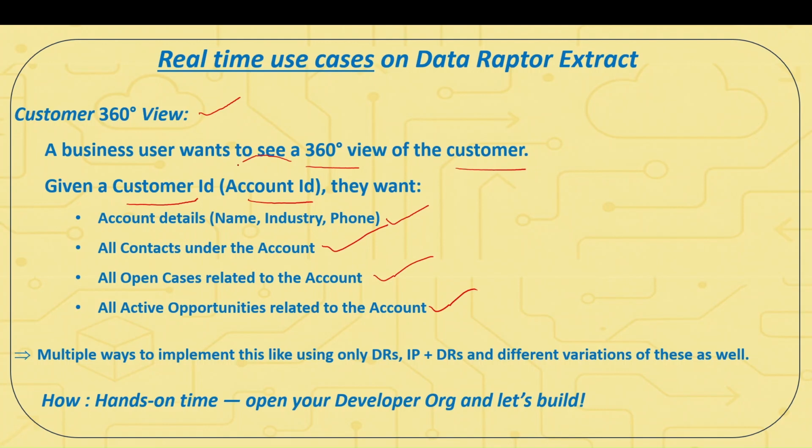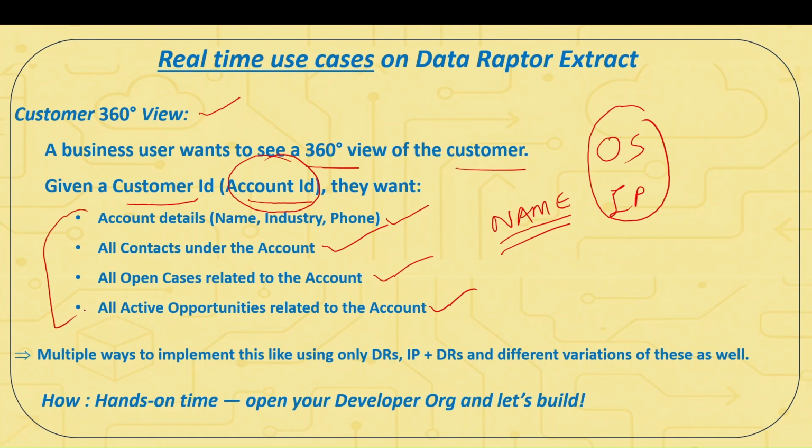So based on one input, it may be account ID, account name or any other unique input that will be provided to us from an Omniscript, from an IP or from any other component. Based on that, we need to fetch these details and return them to the calling component.